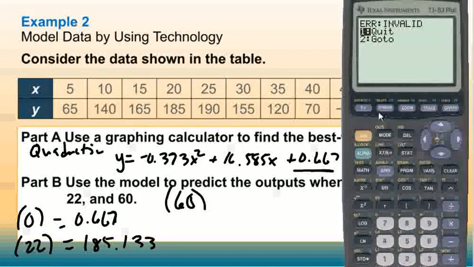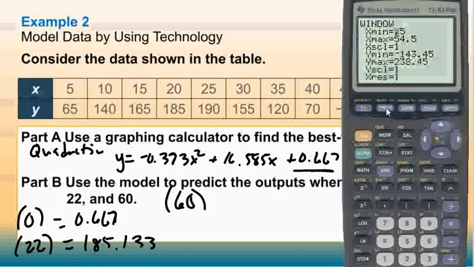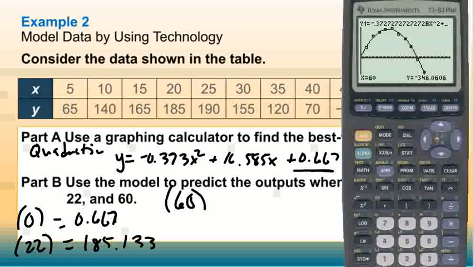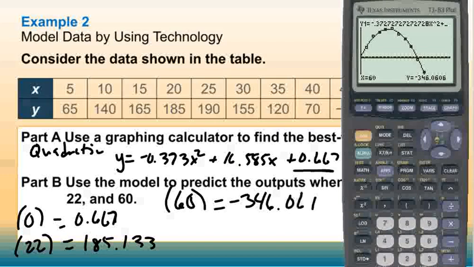I need to change my Windows setting here. So the Windows setting, I need to make this go to 70. Now graph it. Second trace, value number 1, if I put 60 in here, gives us negative 346.061.